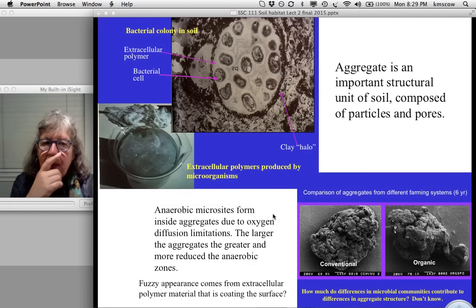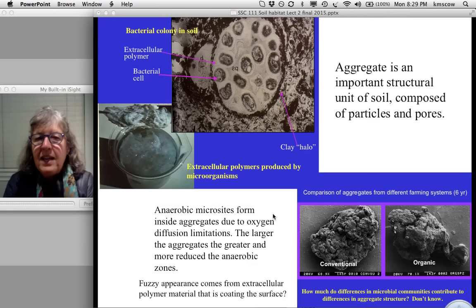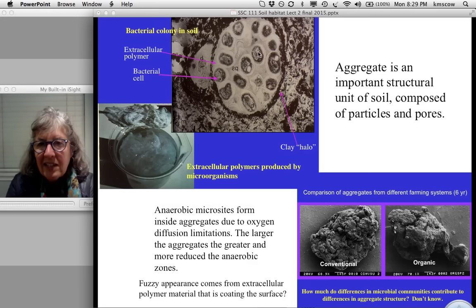Okay, aggregates. I want to talk now about how microbes play a role in making soil aggregates. It's an important structural unit of soil, made of particles and pores. And microorganisms, remember we talked about extracellular polymers or polysaccharides today in class. This is a cross-section of a colony in soil. It's a French one and it's inverted.